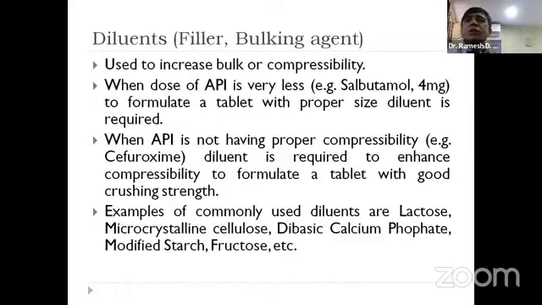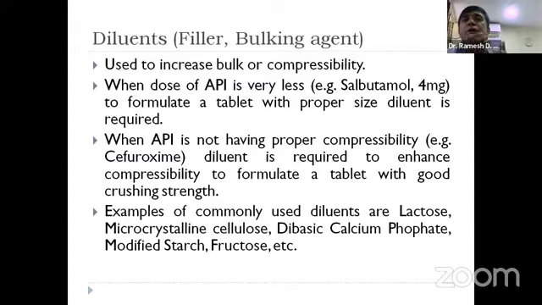Next is diluents. Diluents are actually the heart of tablets. There are two purposes of incorporating diluents in a tablet. First one is to increase the bulk. Sometimes the dose of your API is very low. For example, for salbutamol, it is 4 milligrams. For a number of anti-hypertensive drugs, it is in the range of 10 to 50 milligrams. But when the dose is very low, it is not practically possible to prepare a tablet. And if the tablet is prepared, then also it will not be easy for the patient to handle.